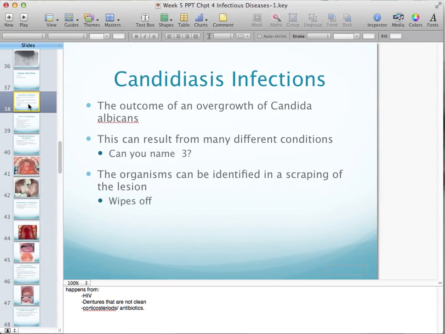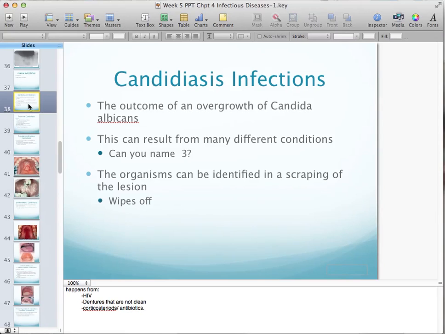So we know that when you have a candida infection, you have an overgrowth of the flora Candida albicans, which is a normal flora in the mouth. So basically there can be 3 different things that cause this to grow out of control. You can have HIV, it can be caused by dentures that aren't cleaned, or corticosteroids or antibiotics. It could be a side effect.